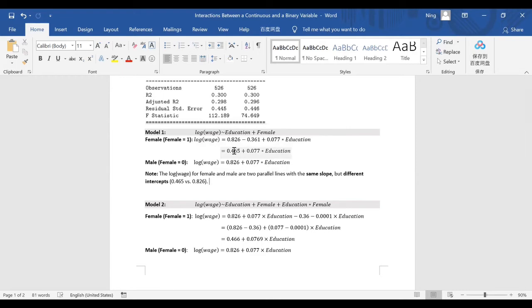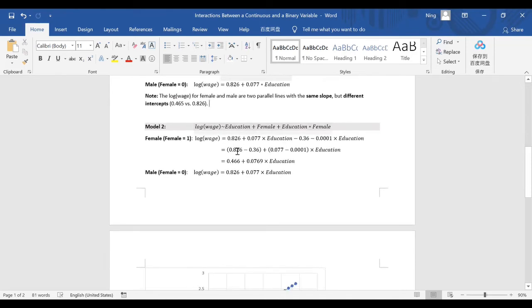Also, based on model 1, the log wage for male workers is equal to the intercept plus the coefficient for education times education. Because the female dummy is equal to 0 in this case, and hence the female dummy drops out of this equation. In the end, the log wage for male workers is given by this equation here. Notice that these two lines that measure the log wage of female workers and male workers have the same slope, but different intercepts. Therefore, you can think of them as two parallel lines with different intercepts.